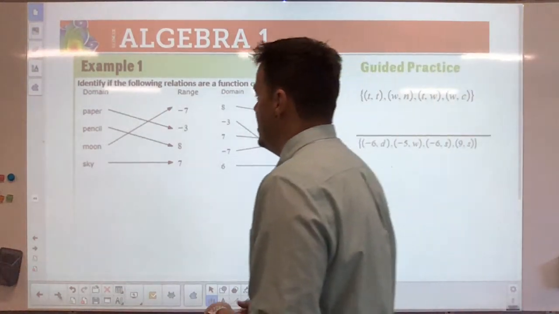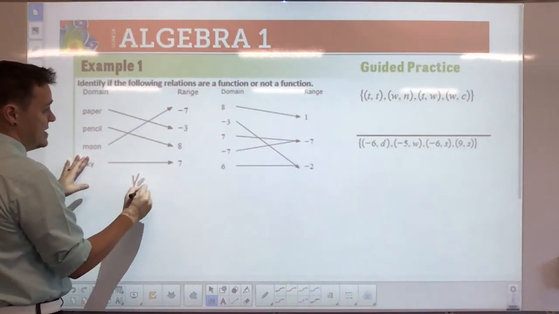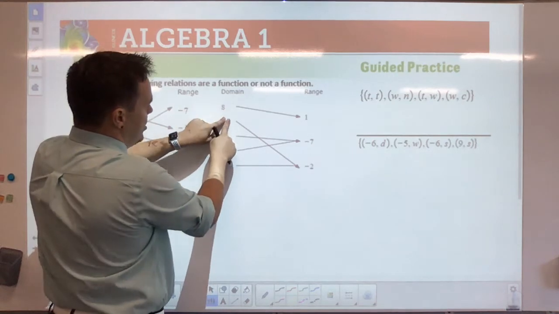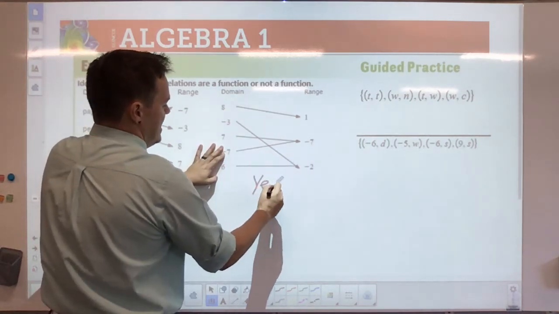Okay, one here, same thing, right? Domain, domain, domain. There's only one domain to one range. This is a yes. Okay, this one here, you look at all the domains. There's only one single arrow coming out to this. So this is a yes as well.